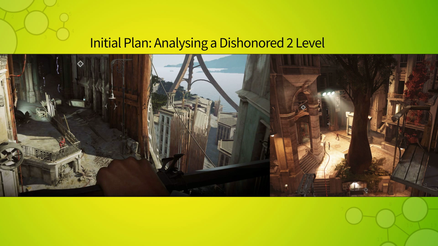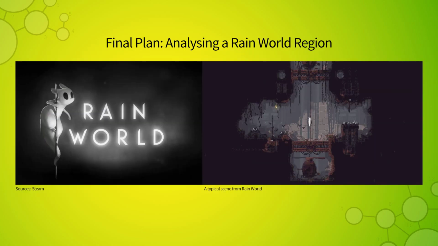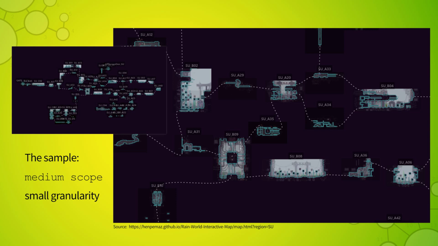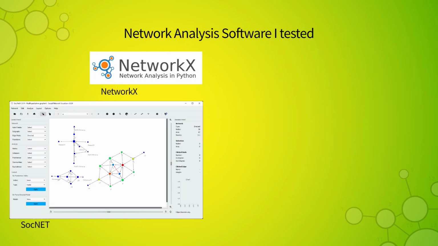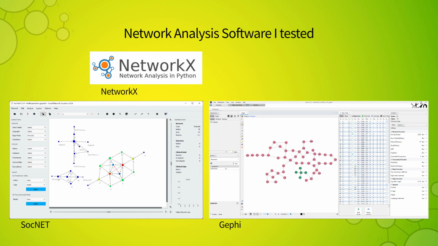Initially, I wanted to analyze the level from Dishonored 2, but dealing with a 3D world containing both exterior and interior spaces was difficult. The lack of clear spatial boundaries in some areas made it hard to interpret my observations. So I settled on the 2D platformer Rain World and focused on the structure of connections in the outskirts region of the game. To draw the graph and calculate the measures, I tested different software and Python libraries such as NetworkX, SOCNet, and Gephi. Gephi finally convinced me with its readable interface, directly accessible datasheet, and versatile visualization options.